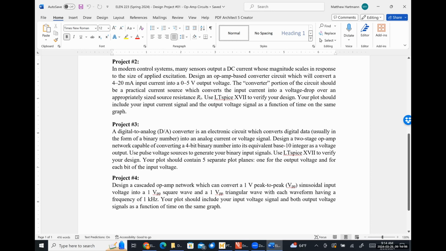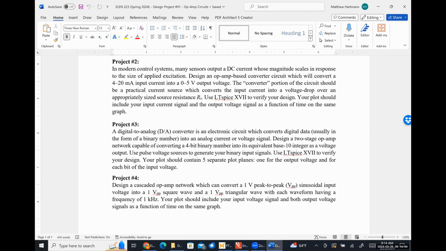Okay, so this is kind of tying things together. It is going to be a cascaded op-amp network. So again, we're not quite 100% there, but we have enough understanding going on. So for project number 4, we're asked to design a cascaded op-amp network, which can convert a 1 volt peak-to-peak sinusoidal input voltage into a 1 volt peak-to-peak square wave and a 1 volt peak-to-peak triangular wave. So let's start with the square wave because it's significantly easier.